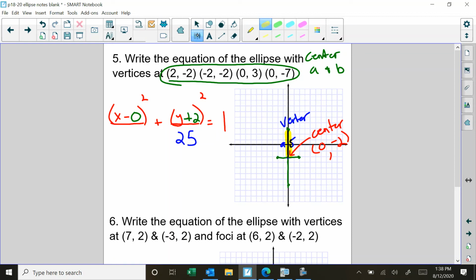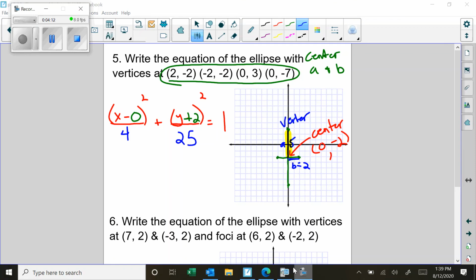Now we are counting this distance here, which is B, and you can see that that's going to be a 2. We square it because numbers that are underneath the fraction bar are squared. So we take the 2, we use a 4 for the B squared value, and boom, there's the equation. Done with the problem. As I look at my timer, that only took 4 minutes, and I was explaining the whole thing.